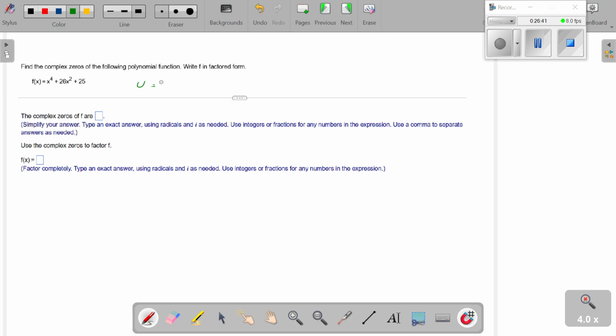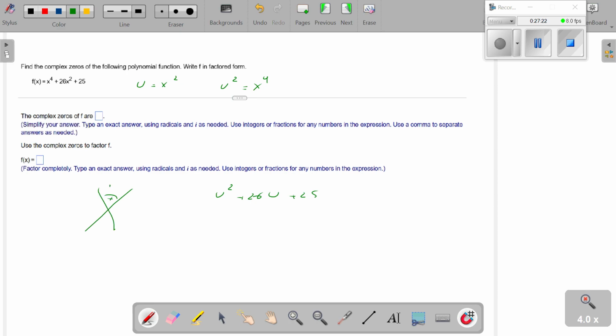And set u equal to x to the power of 2. And if I raise both sides to the power of 2, I will have u squared equal to x to the power of 4. So replace the x squared and x to the power of 4 with these two. The polynomial will look like x to the power of 4 is u squared, so write u squared plus 26 times x squared, which is u, plus 25. Now this looks like a normal quadratic function. So I can factor using this method.